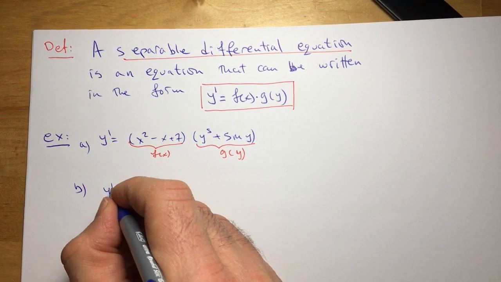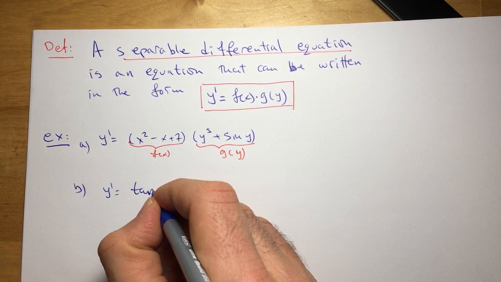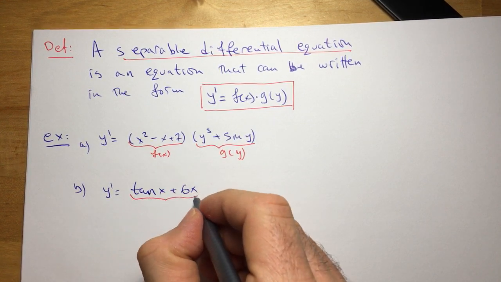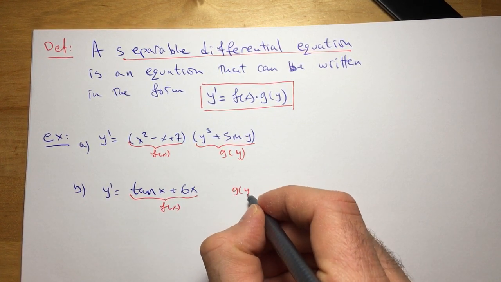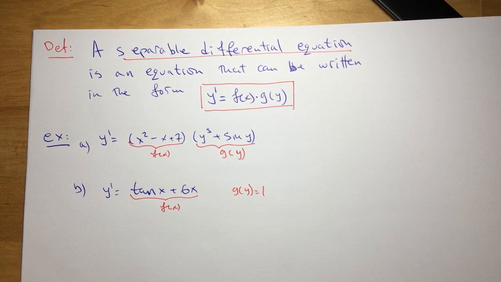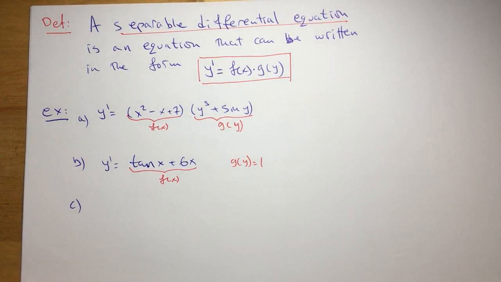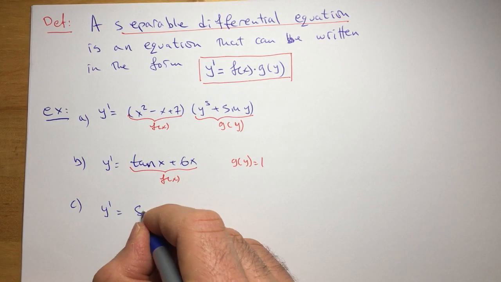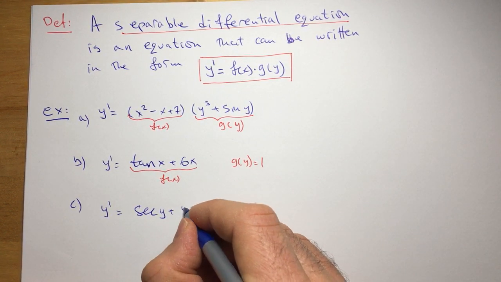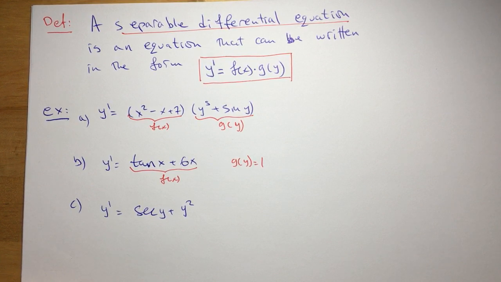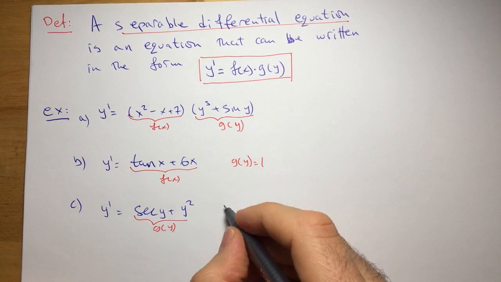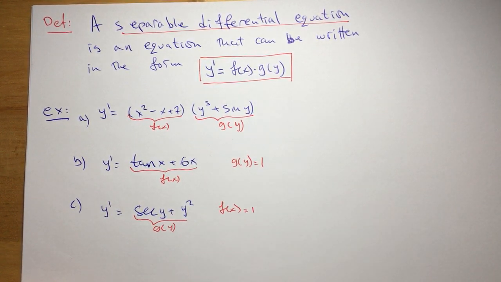Another example, y prime is equal to tangent of x plus 6x. Okay, here this is f of x, and g of y is simply equal to 1. Another differential equation, y prime is equal to secant of y plus y squared. Now here this is g of y, and f of x is equal to 1.